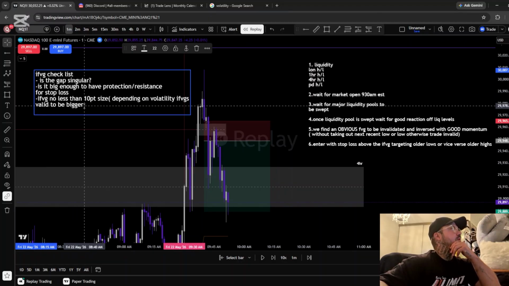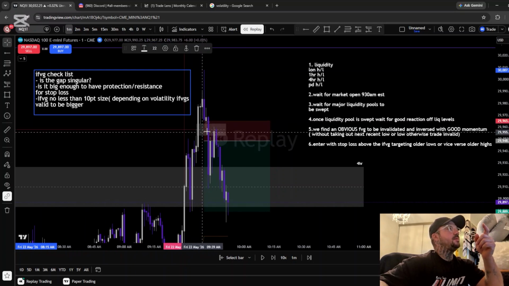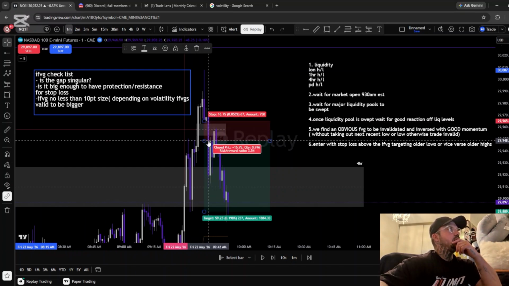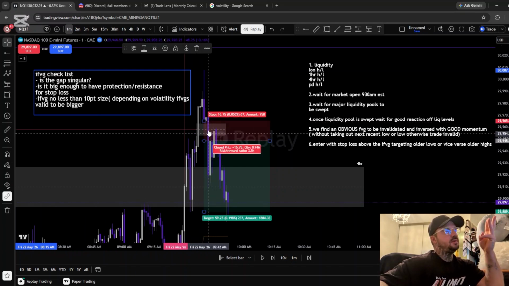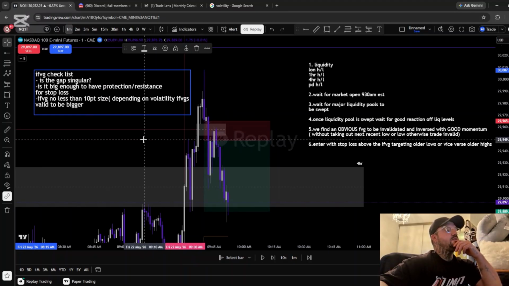So anyways, let's go over this. So one, the gap is singular. I mean, there's one gap that's being inversed, either on the 3-minute, the 2-minute, or the 1-minute. Is it big enough to have protection, resistance for stop loss? So obviously, depending on the volatility of the market, the bigger the gap, the more protection you have.